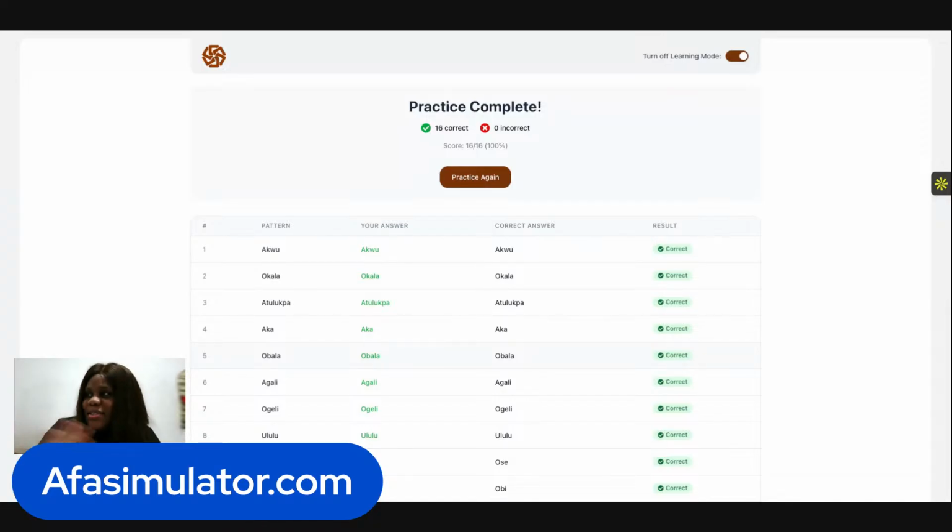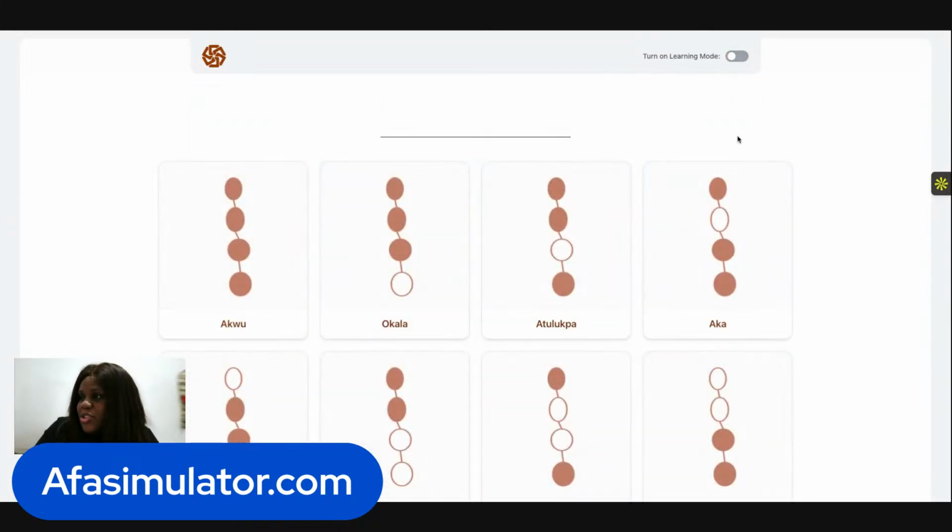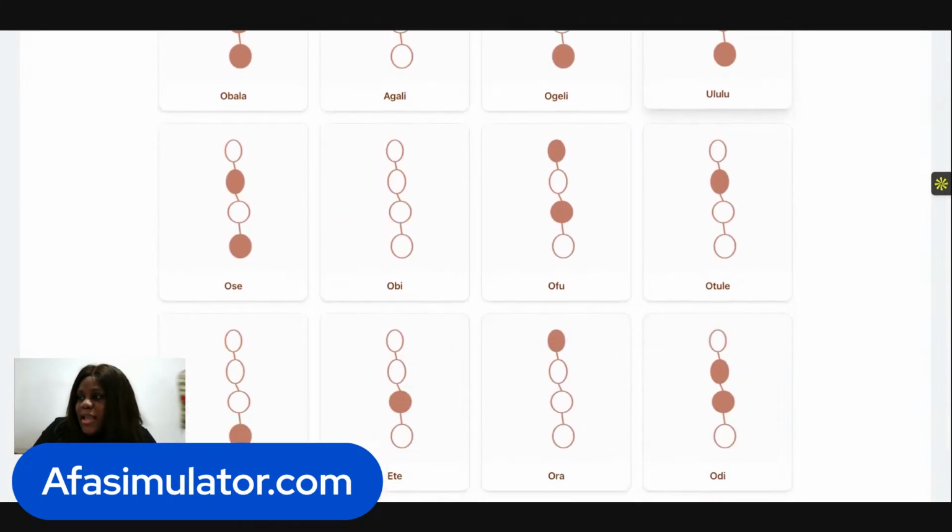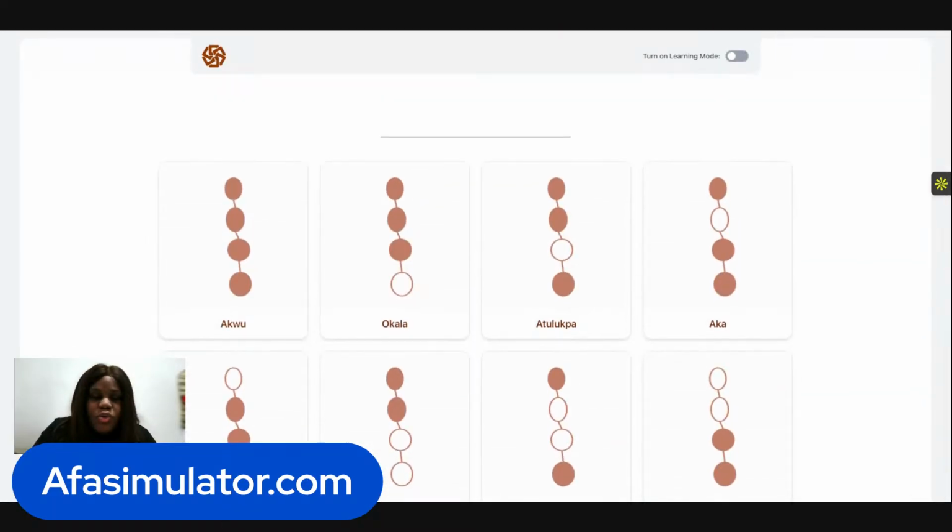I'm getting out of this thing. I've memorized everything. I have learned this very, very well. So if you want to test yourself or learn all the Afa patterns, go to afasimulator.com. Once again, that's afasimulator.com. This is not my website. This is OMS's website. They're on Twitter, and they have their websites and stuff like that, and they built this. I thought it was really cool, so I said, let me try it.